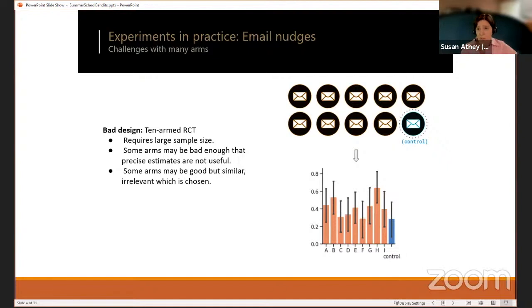There are also some other types of complications which can come up. Some of these emails may be harder to program than others, or might involve more privacy considerations than others. So you also might care whether an arm is sufficiently better than another arm if certain costs are involved in implementing some of these.